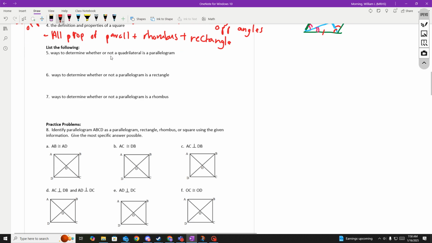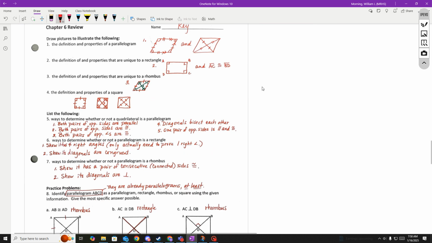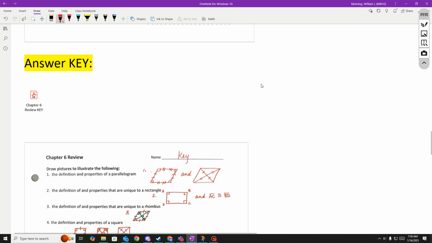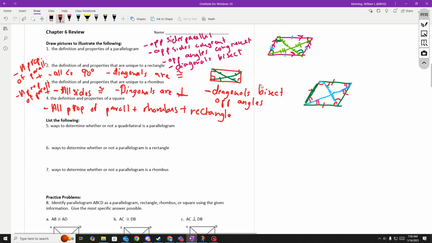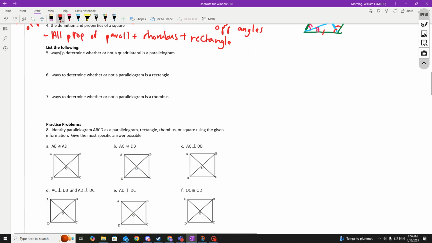Five ways to determine whether or not a quadrilateral is a parallelogram. Okay, so one way you can do is, let me see what this actually wants. I think we just want to test. Actually, I don't need to go through these.